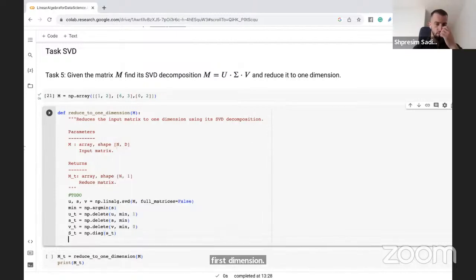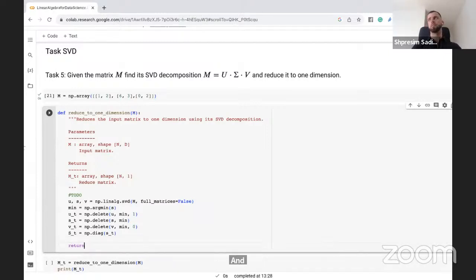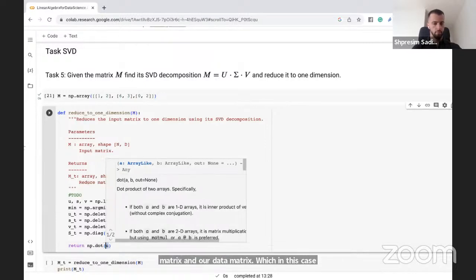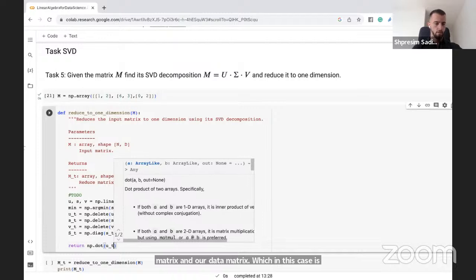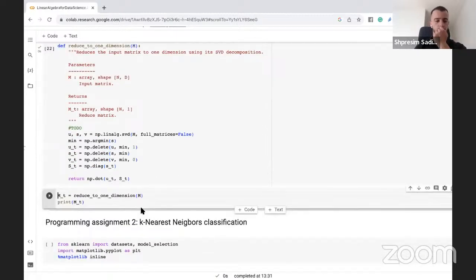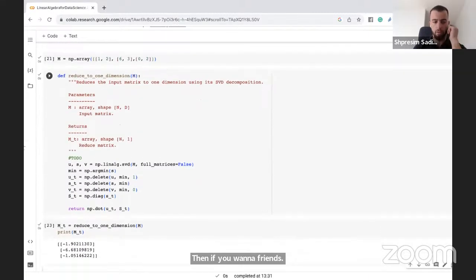All right, so as soon as we have found the smallest eigenvalues, we stack them again into a diagonal matrix containing only the remaining values. And then we need to return the dot product between this matrix and our data matrix, which in this case is M. And then if we want to print this new matrix of only one dimension, we would see that it only has 3 entries.